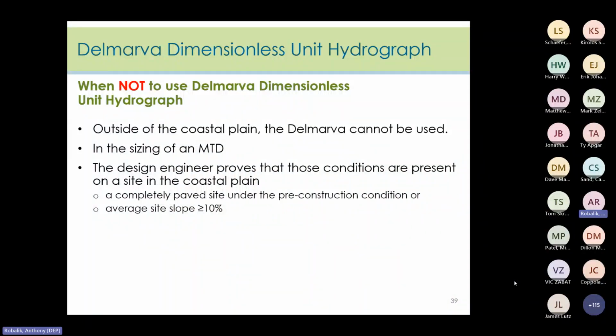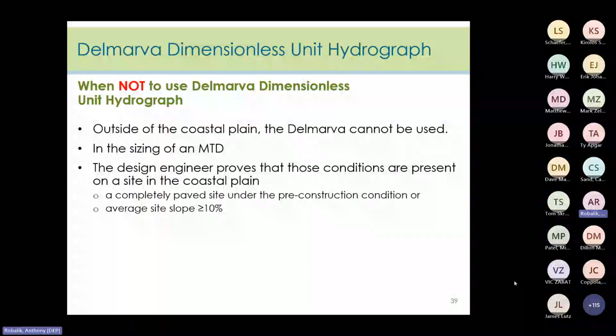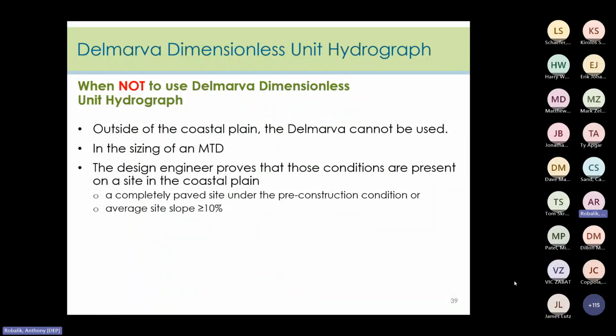So when not to use the Delmarva dimensionless unit hydrograph. The Delmarva must not be used outside of the coastal plain of New Jersey. For another instance, use of the Delmarva unit hydrograph is not allowed when sizing manufactured treatment devices, or MTDs, because it may underestimate the peak flow rates.